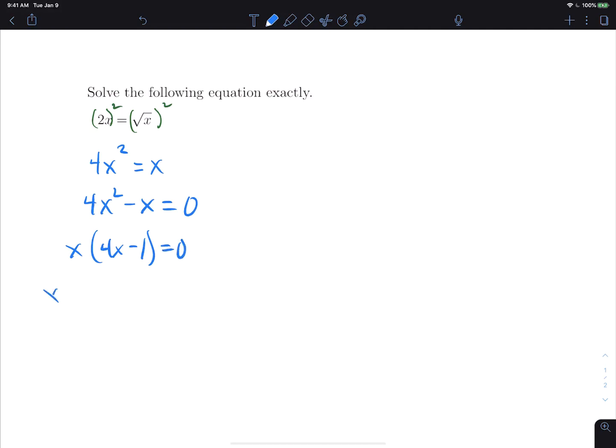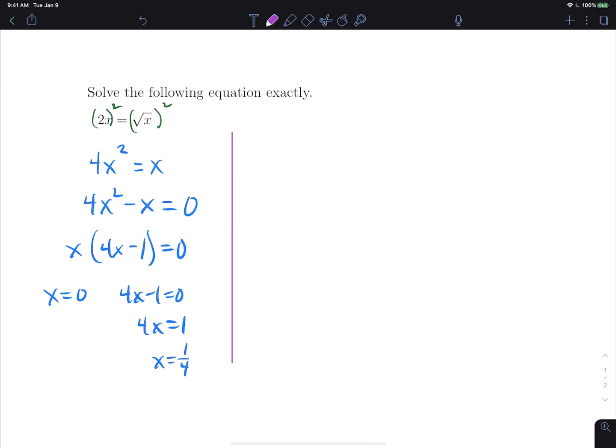And then solve each one, of course. So x equals 0, and 4x minus 1 equal to 0. This is solved. This isn't. Add 1 means 4x equals 1. Divide by 4, so x equals 1/4. Awesome. At this point, we need to check these two solutions.